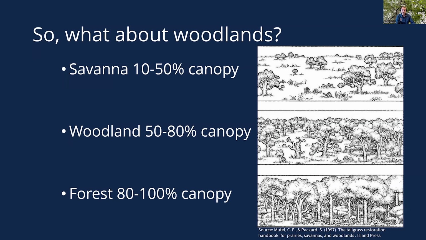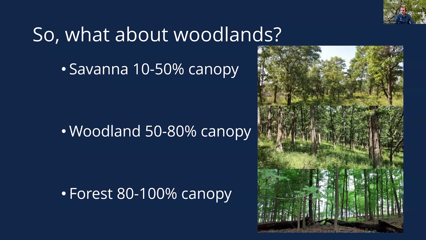So in Illinois, we have savannas, woodlands, and forests. And a savanna might range from 10 to 50% canopy cover. A woodland might be 50 to 80%, and a forest is really more of a closed canopy system with 80 to 100%. And so my presentation today, in the title I had woodlands, but really I'll be discussing aspects that apply to all three of these different types of systems. So here are some examples of real savannas, woodlands, and forests across Illinois.